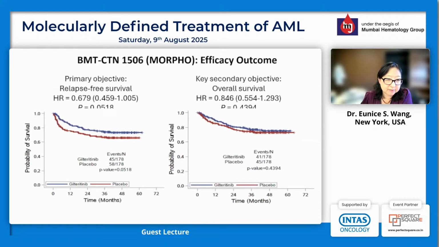Now, the primary objective of the study overall was to look at relapse-free survival versus overall survival. And you can see that there was no difference in overall survival, that there was a difference potentially in relapse-free survival that favored the gilteritinib, but the p-value, which you can't see here, right here, was not statistically significant. You can see it was 0.05, so it barely missed statistical significance.